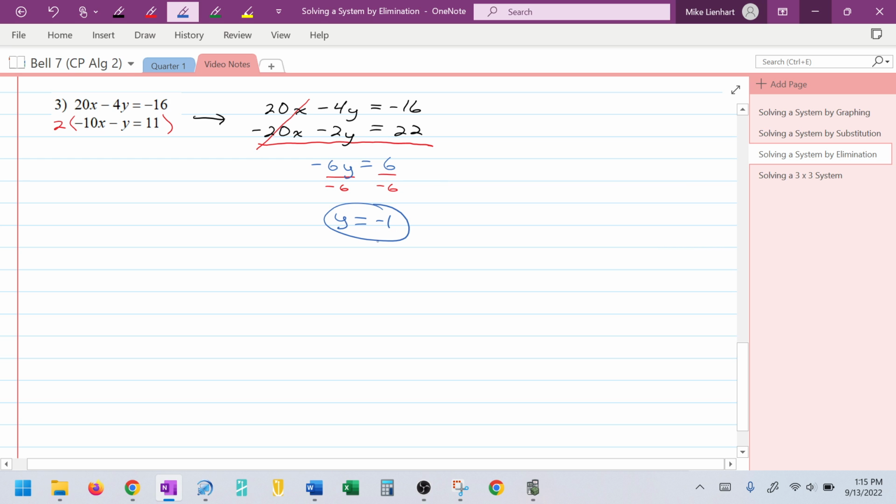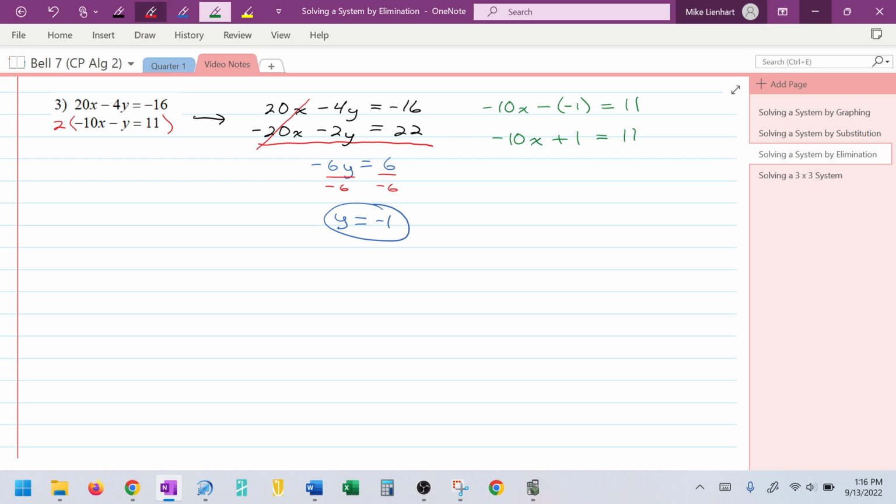I'm going to take y and substitute it into an original. This time, let's do the bottom equation. So the bottom equation is negative 10x minus y. But look at what that's going to be. It's going to be minus negative 1 equals 11. If I clean this up, I have negative 10x plus 1 equals 11. Minus a negative is the same as addition.